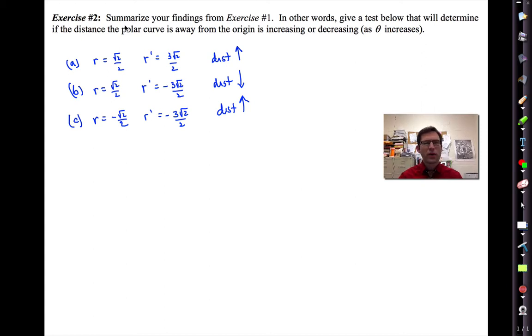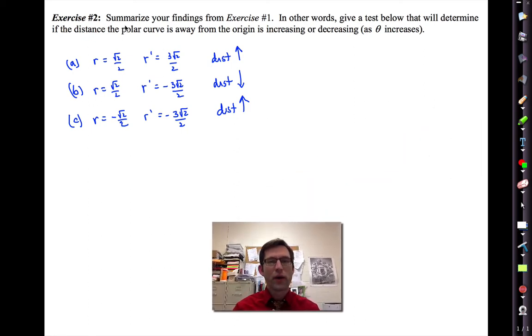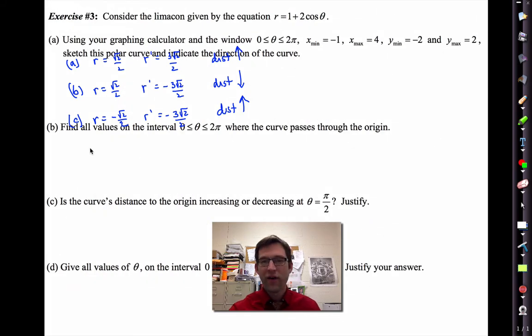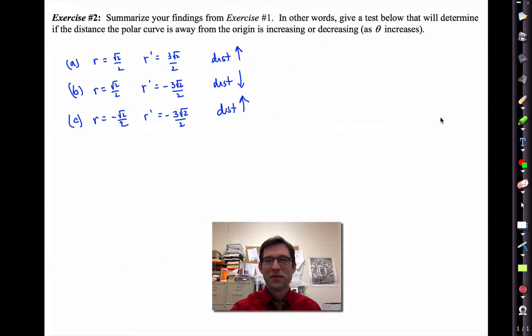Let's return and think about what's going on. We've got 3 cases. We really should have had a 4th case. I really should have had one where the radius was negative, but r prime was positive. If we had had a true letter D, where r was negative but r prime was positive, we would see that the distance would have been going down. So hopefully this feels familiar. It's all about the sign of r and the sign of r prime.